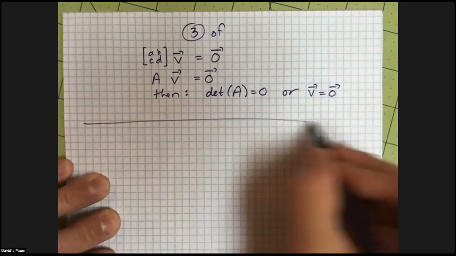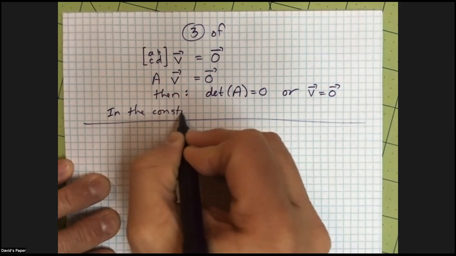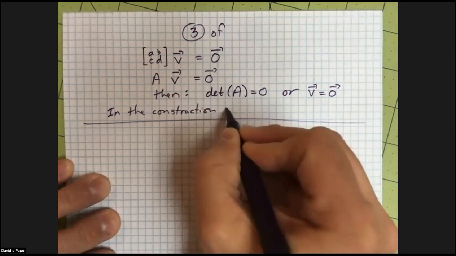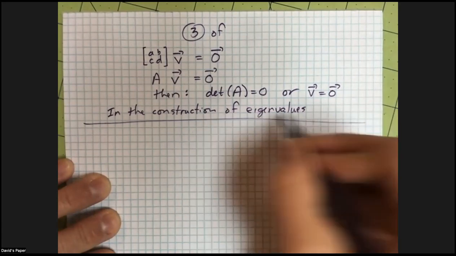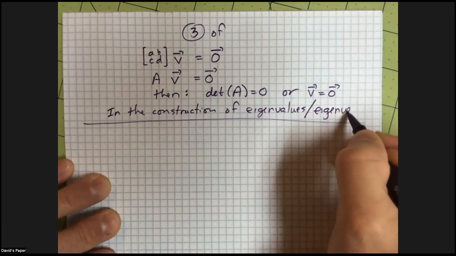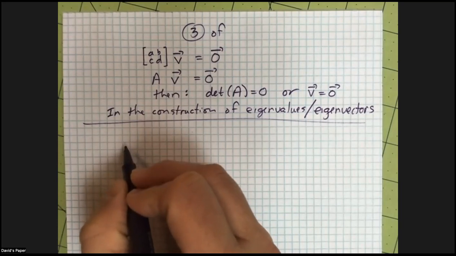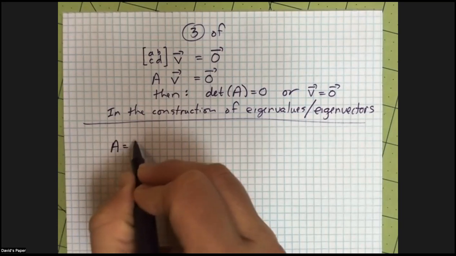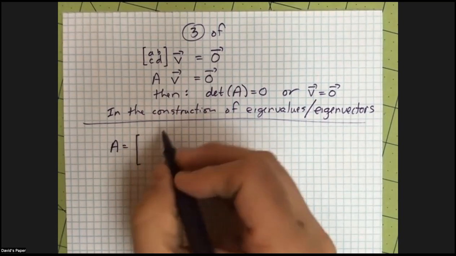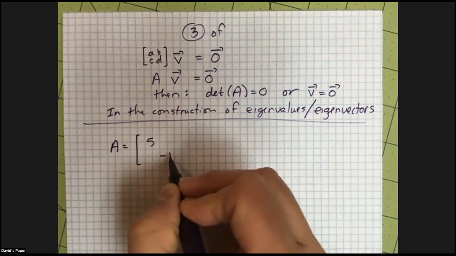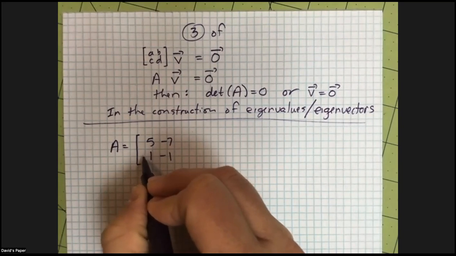Now, where do I famously use this? In the construction of eigenvalues and eigenvectors. So let's do a practice from last time. I'm going to take a matrix. I want to make up a matrix that has some properties I like. So I'm going to say 5, -1, -7, and -1.